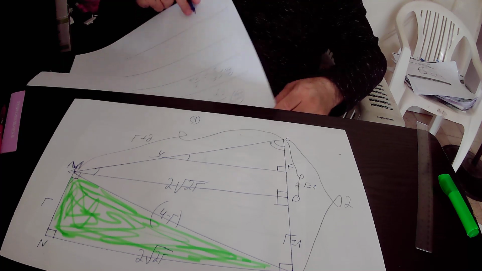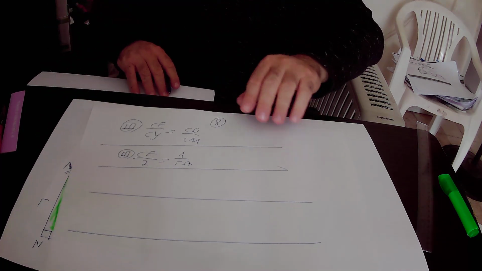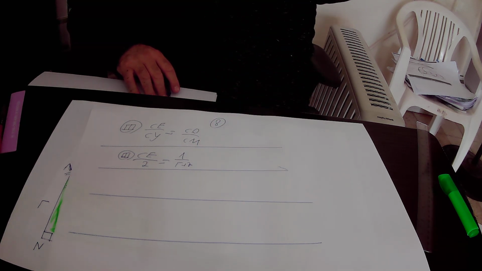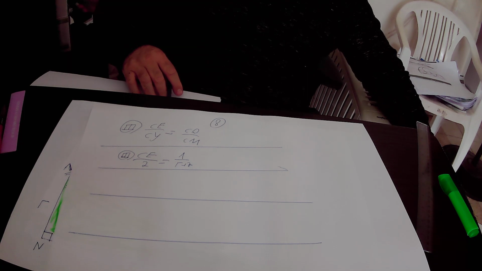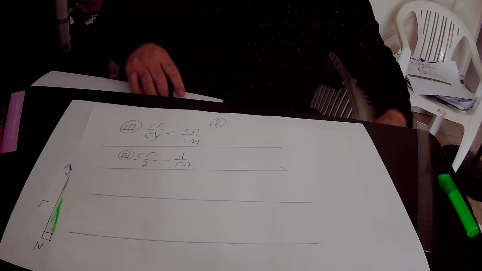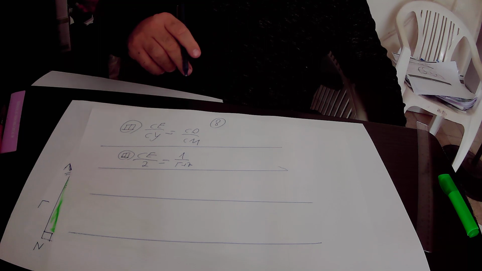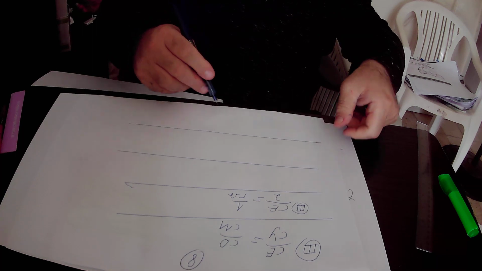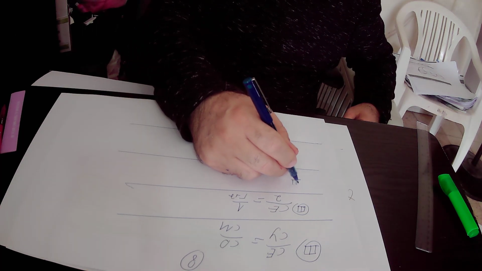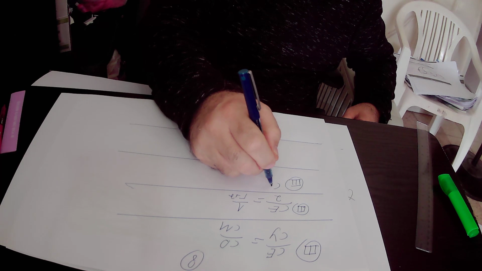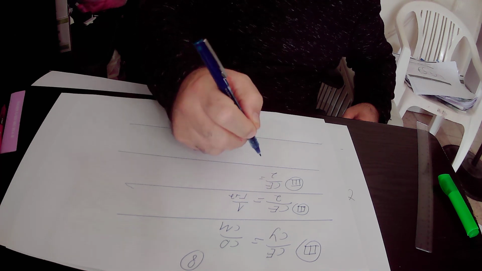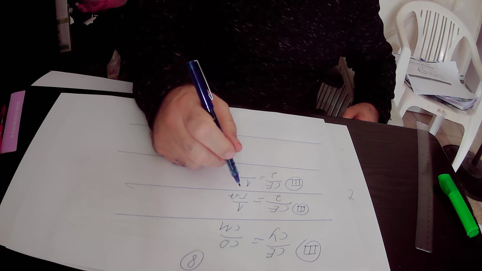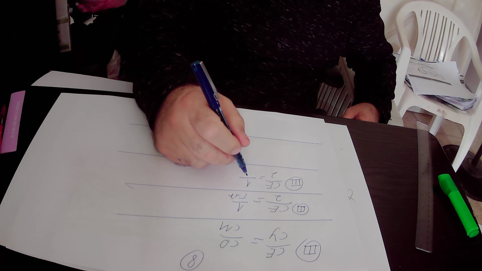So in total we got that CE over 2 equals 1 over R plus 2. But we've already found out that R equals 1 unit. So in total we will get that CE over 2 equals 1 over R plus 2. R equals 1, so R plus 2 is 1 plus 2. 1 plus 2 is 3.